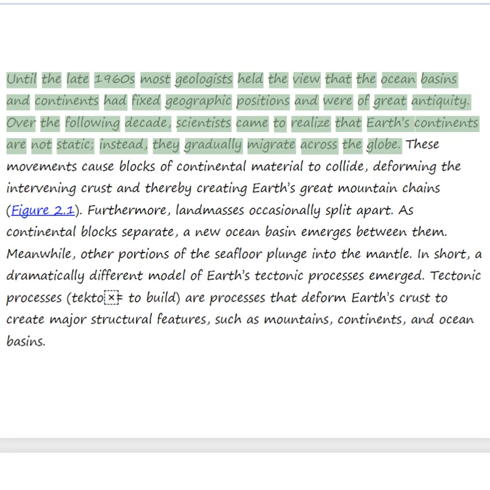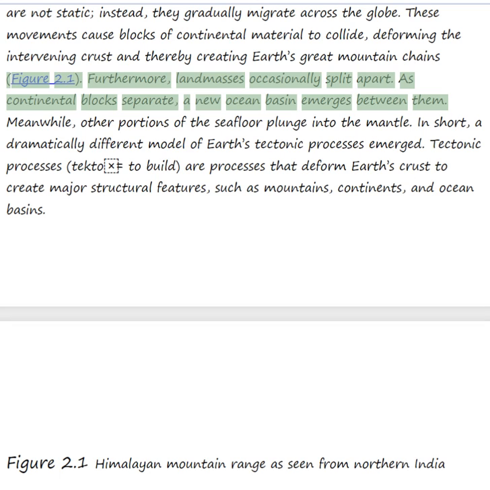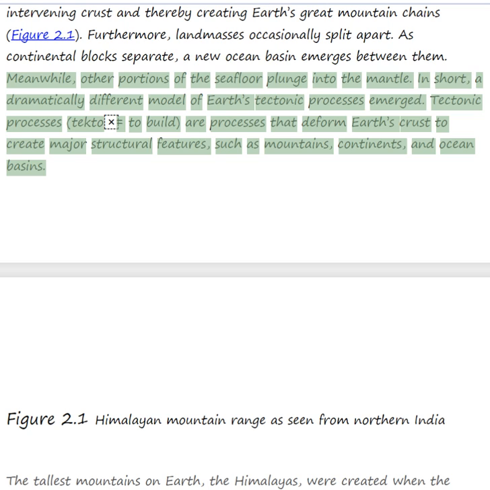Over the following decade, scientists came to realize that Earth's continents are not static. Instead, they gradually migrate across the globe. These movements cause blocks of continental material to collide, deforming the intervening crust and thereby creating Earth's great mountain chains. Furthermore, land masses occasionally split apart. As continental blocks separate, a new ocean basin emerges between them. Meanwhile, other portions of the seafloor plunge into the mantle. In short, a dramatically different model of Earth's tectonic processes emerged.